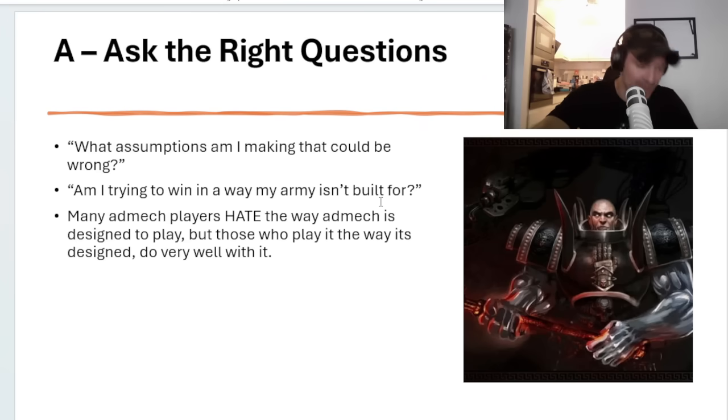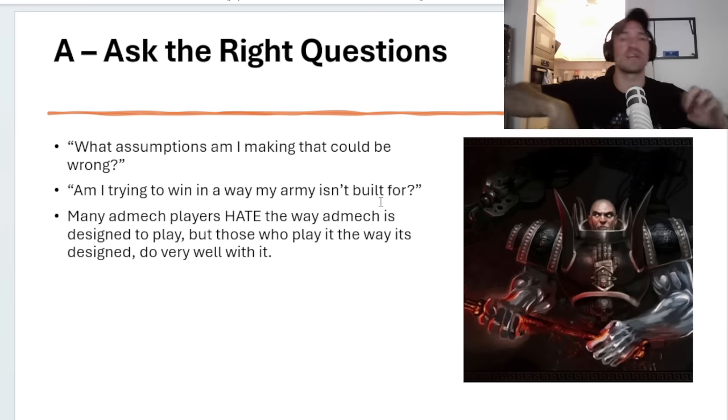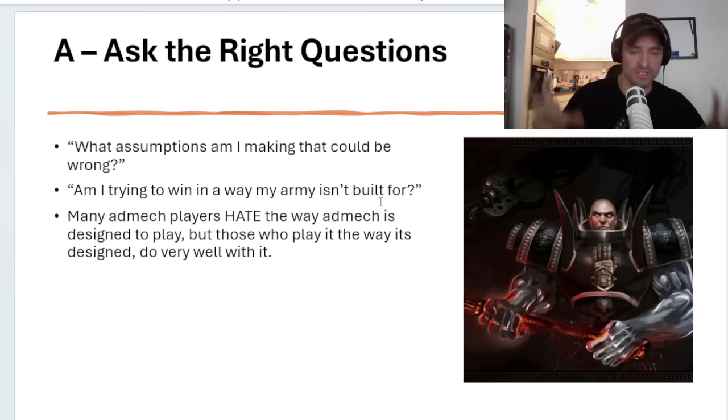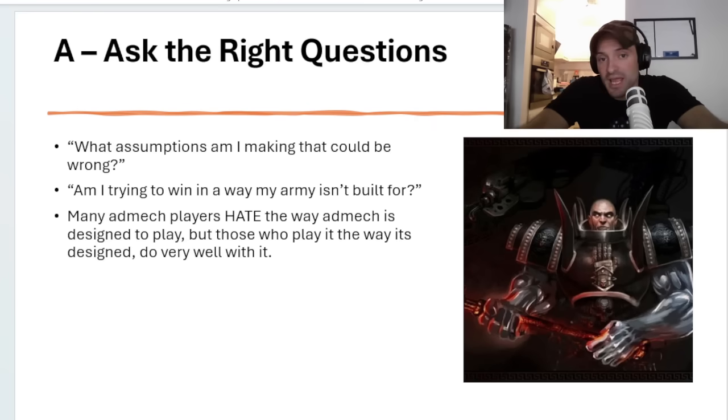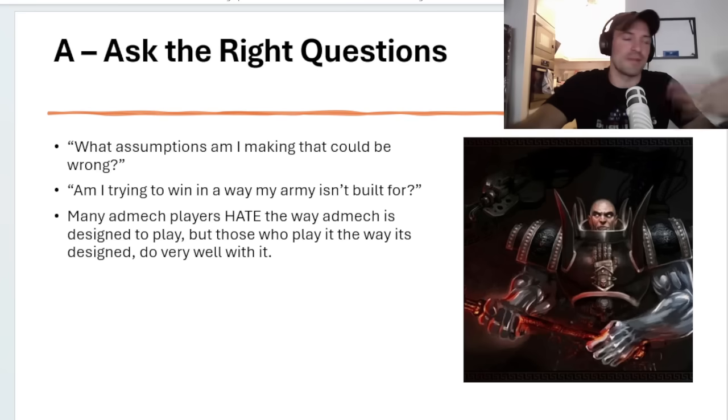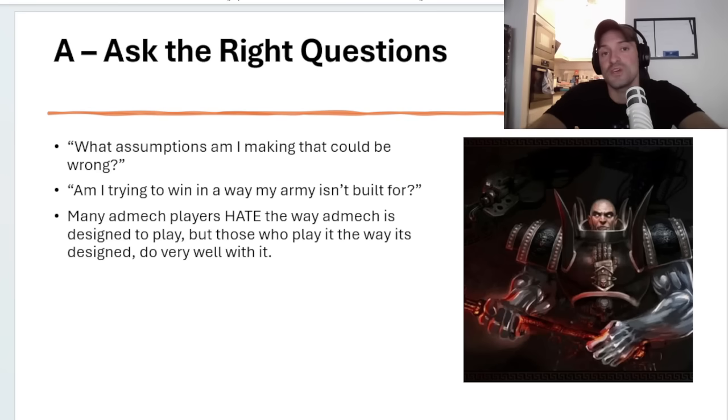The current AdMech army is pretty dang good. The problem is that a lot of AdMech players hate the way AdMech is designed to be played, which is all around move blocking and stacking up combos to handle individual units, because you don't have Death Stars outside of your breachers. But a lot of AdMech players hate the way that plays. So they're not playing it the way it's designed to be played. And if this is you, and I'm not trying to pick particularly on AdMech players, but if you're running your army in a way that it's not meant to be played, that's a big problem.